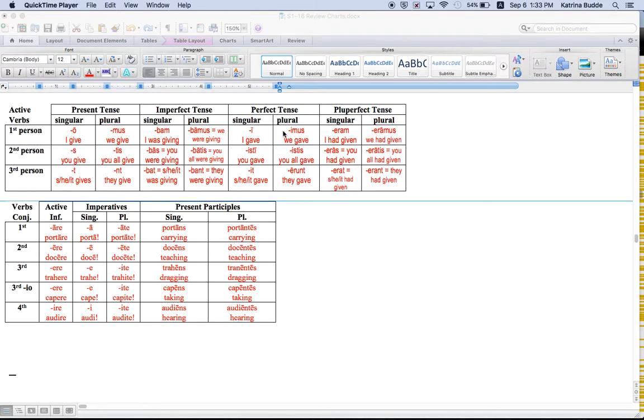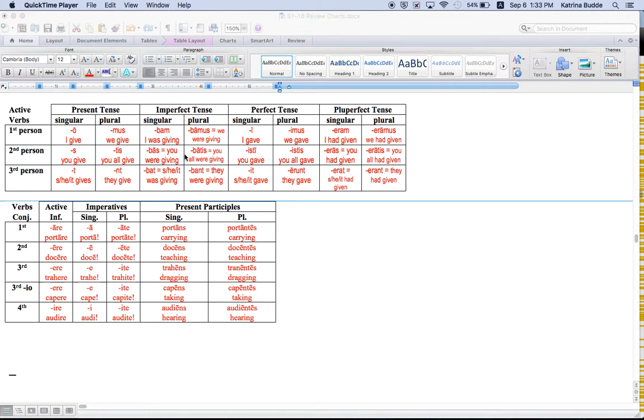This is taken from the third principal part of the verb. So that's how you would figure out its base. The endings are i, isti, it, imus, istis, erunt. And you would translate it as I gave, you gave, he, she, it gave, we gave, you all gave, they gave.